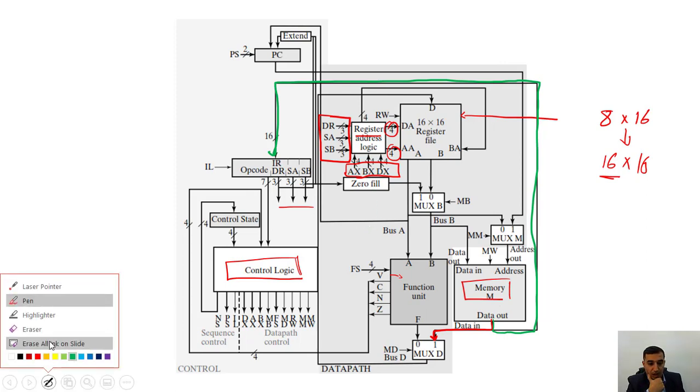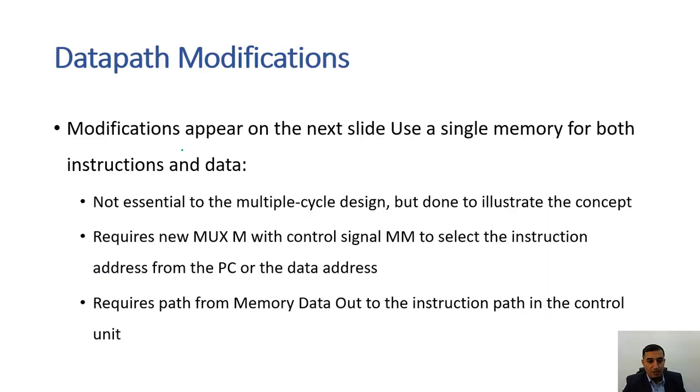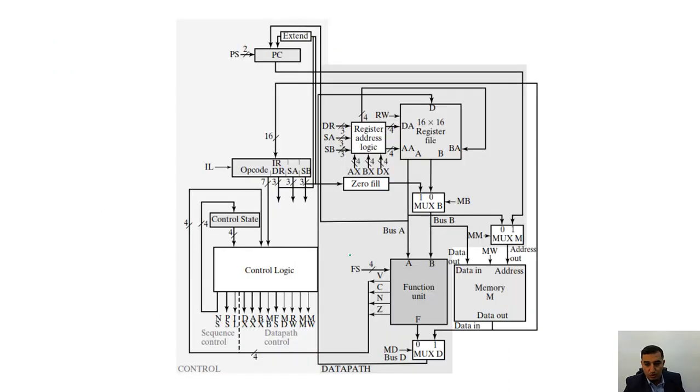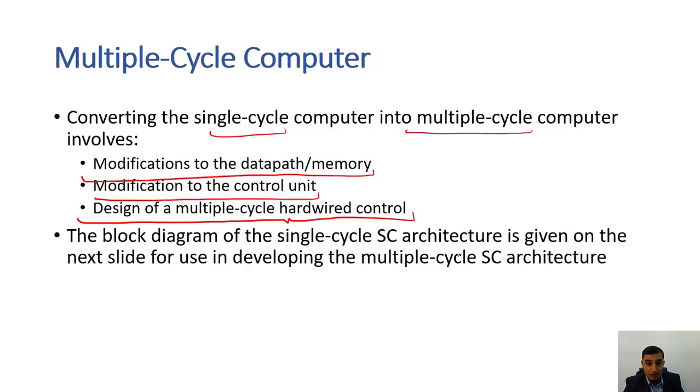First of all, we are going to talk about the modifications in the data path. It's not essential to use multiple cycle design, but it is done to illustrate the concept. It requires a new multiplexer M, which will choose between the inputs. Are we going to take an input from bus A, or from the program counter? We need this because we are using only one memory.